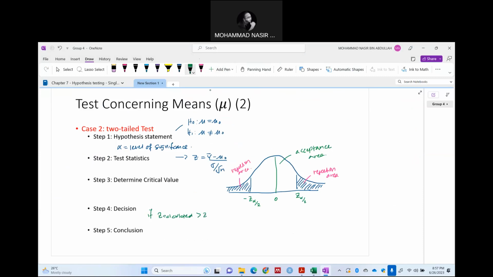So we make a decision: if Z calculated is more than Z alpha divided by 2, or Z calculated is less than negative Z alpha divided by 2, the null hypothesis is rejected. And we make a conclusion based on the accepted hypothesis.